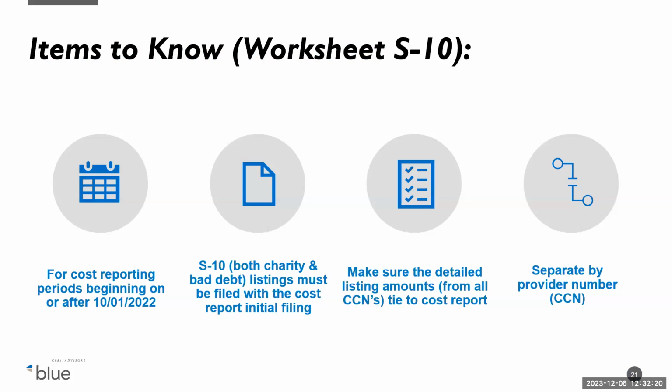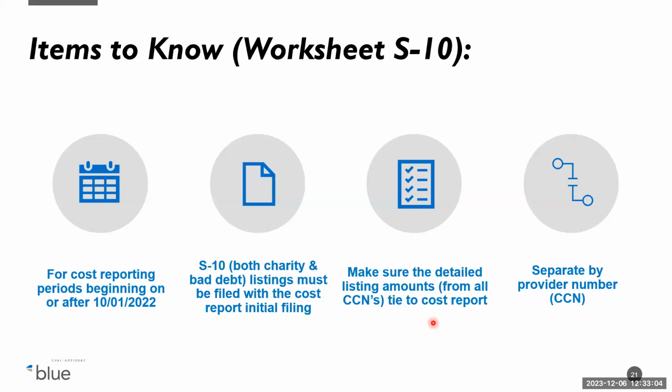So some items to know, similar to bad debt, it is for cost report periods beginning on or after 10/1 of 2022. So we're going through the first rounds of them right now with the recent September 30th facilities. Something new this year: historically, only the charity has been required to have a detailed listing filed with the cost report. Now, both the charity and the bad debt expense have to have these detailed templates completed and filed with the initial cost report filing to be accepted.